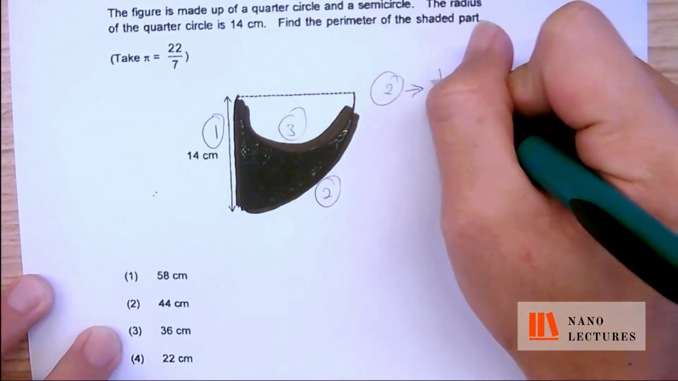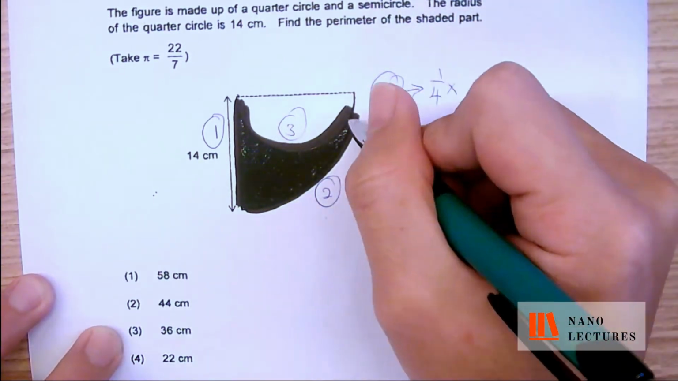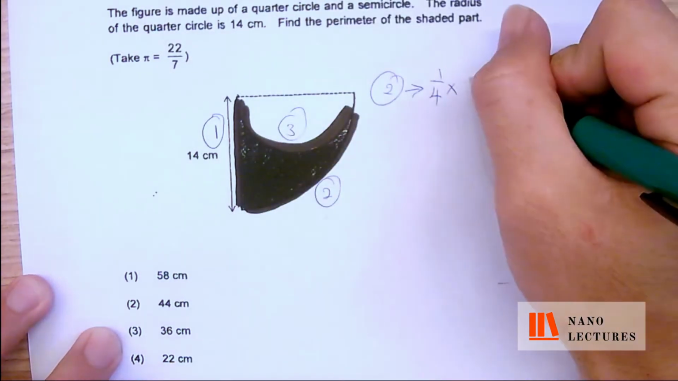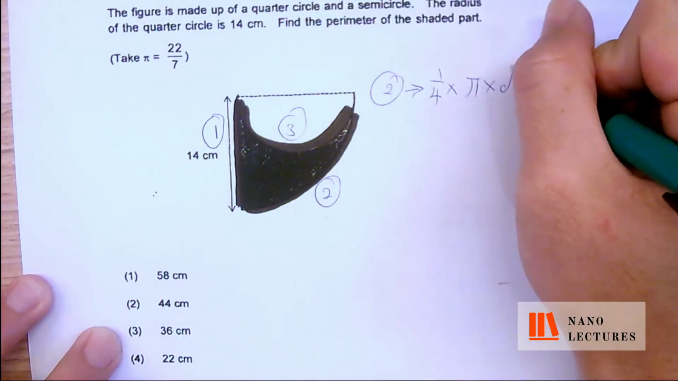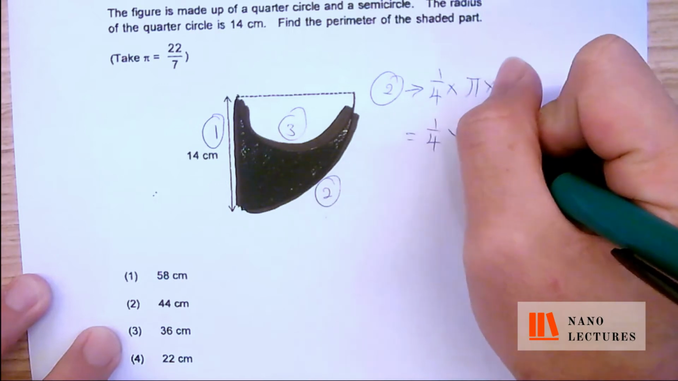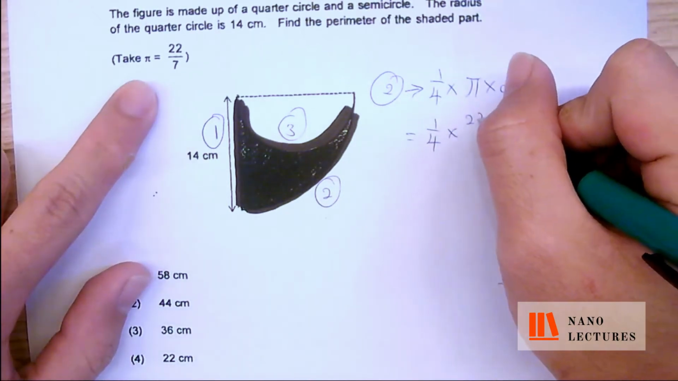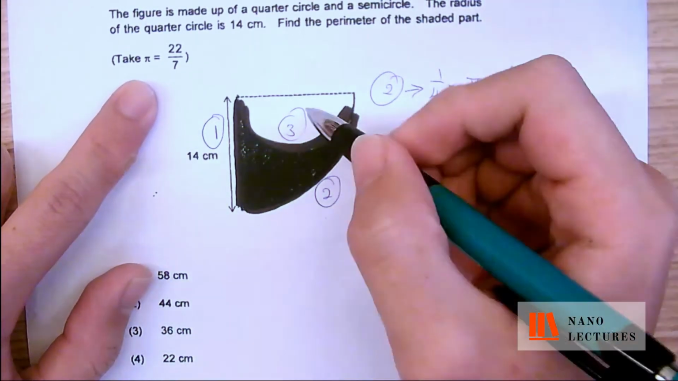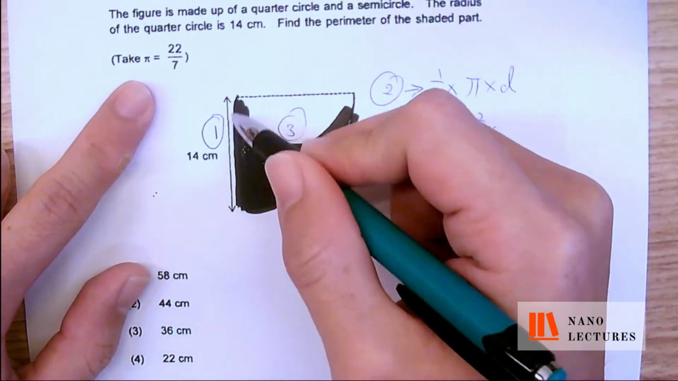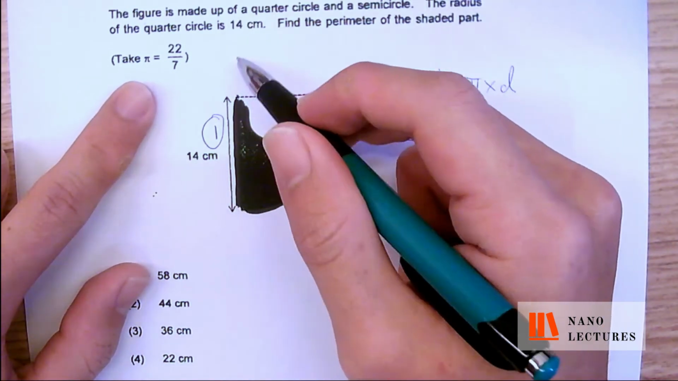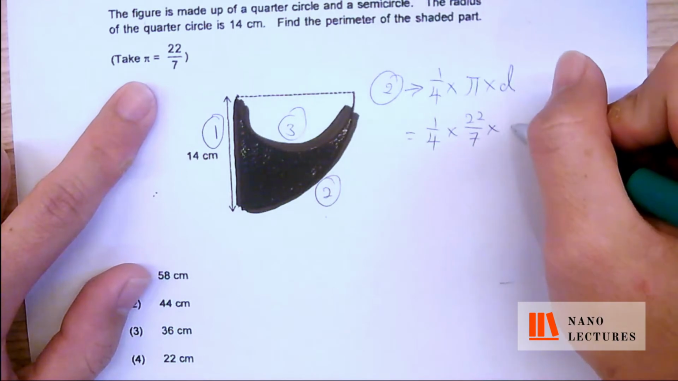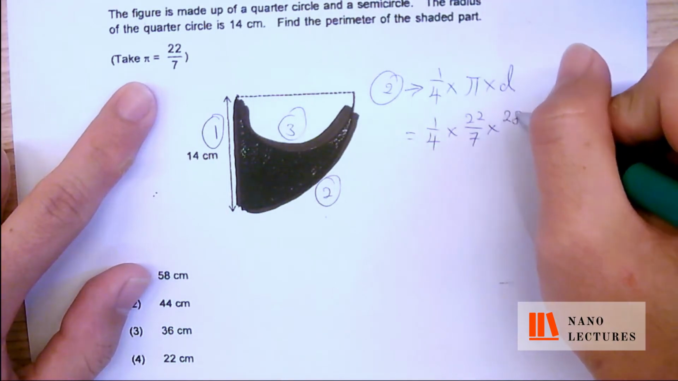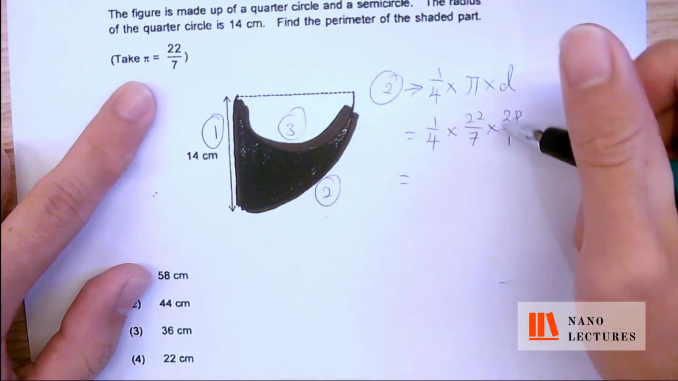Number 2 will be 1/4 multiplied by the circumference of the full circle, given to be pi times d. So it'll be 1/4 multiplied by pi, which is given to be 22/7, multiplied by the diameter. What they've given us is the radius, so we have to multiply that by 2 to get the diameter, because diameter is 2 radius, right? So this will be 28/1, and then just go ahead and multiply this.